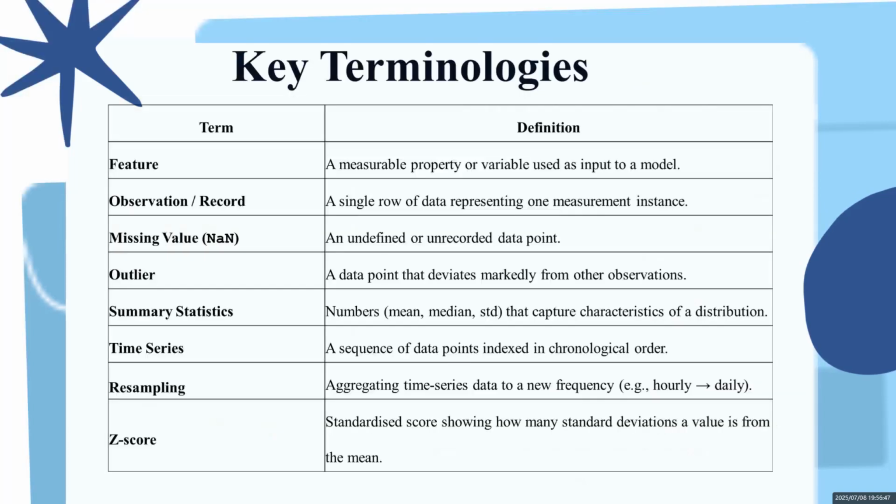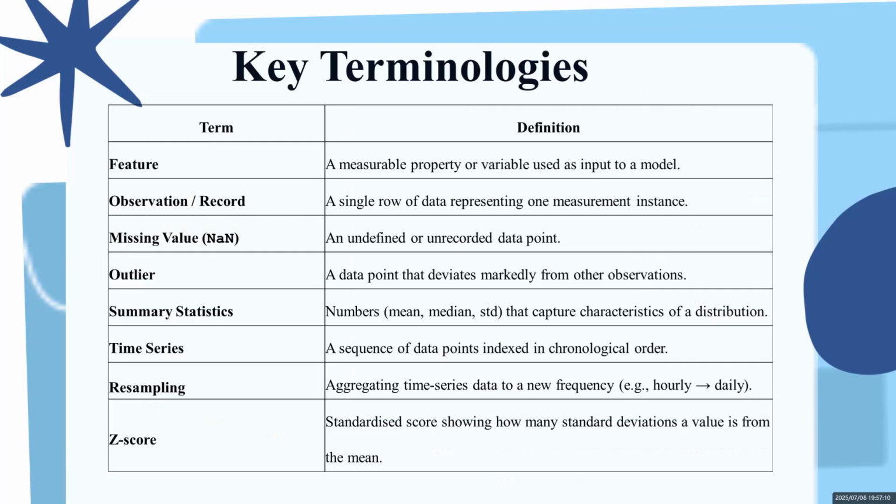Now, let's go to the key terminologies. We'll look at the terms and their definitions. First, sometimes you hear people say feature or variable or characteristics. They are all the same. What does it mean? It generally means a measurable property or variable used as input to a model.